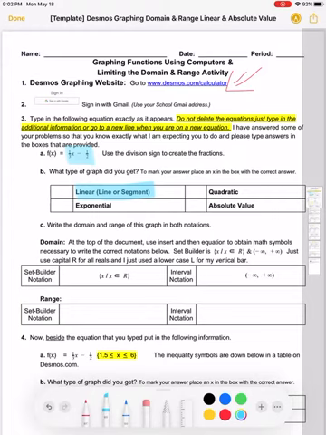Write the domain and range. What's the domain and range of a line? Well, look, she's already done it for you. It's the set of all reals because it goes on forever. It's negative infinity to positive infinity. Guess what? Range is the same. Set of all y's such that y is an element of all reals. That's always true for a line. Negative infinity to positive infinity.